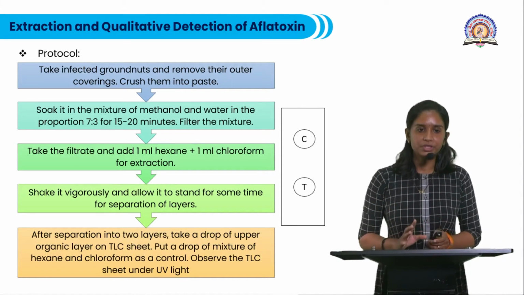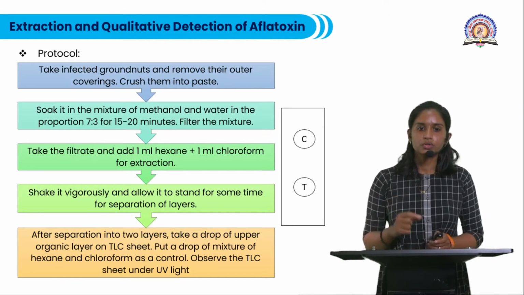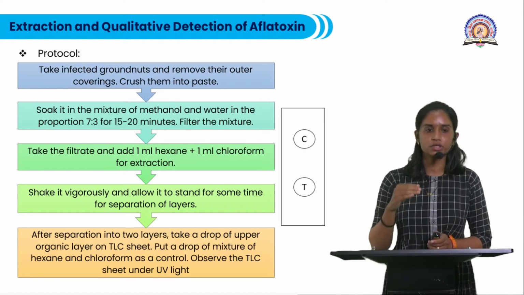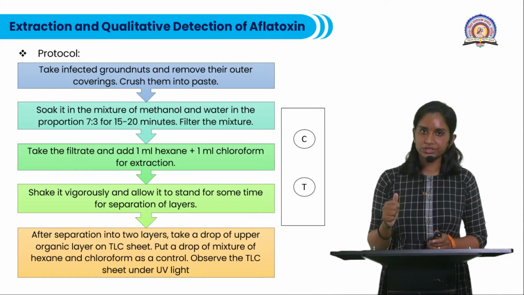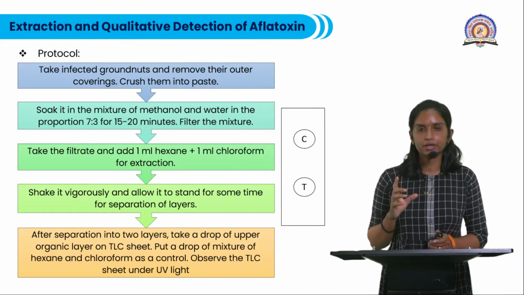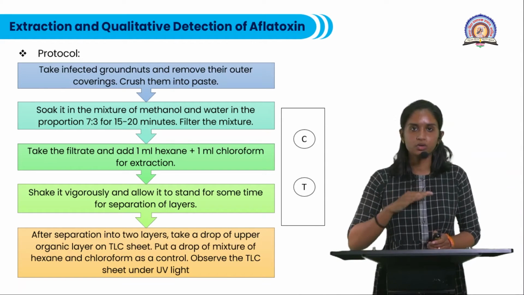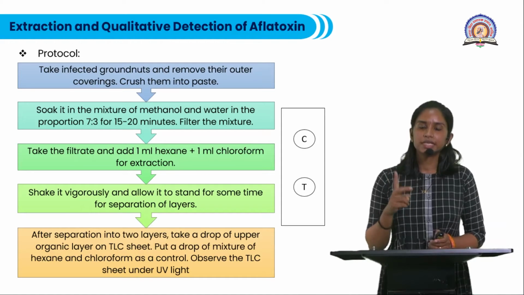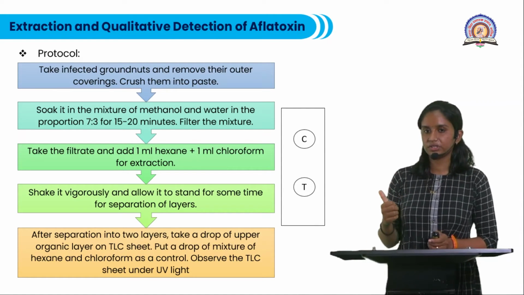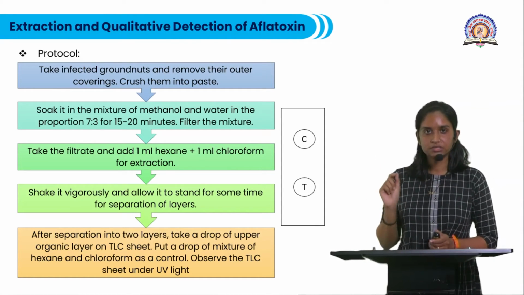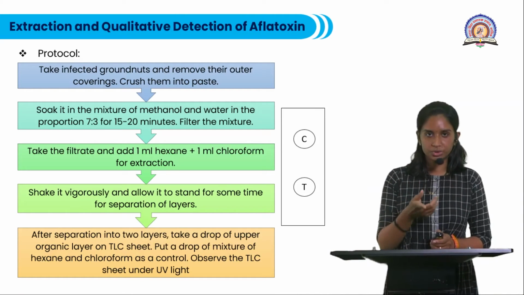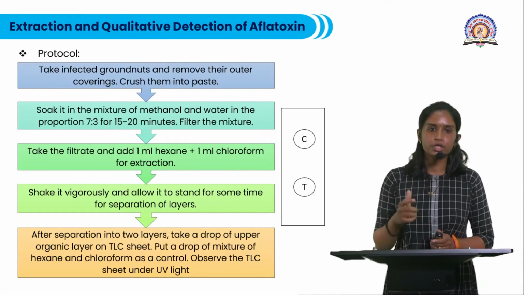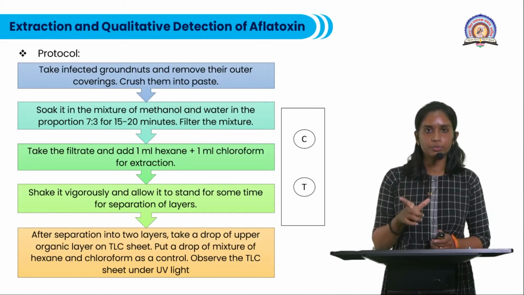Now after separation into two layers, you are going to take a drop of the upper organic layer, that is of chloroform, on the TLC sheet. The TLC sheet, which has silica coated on it, will act as an adsorbent here. Then, as given in the picture, at T, that is test, you are going to put a drop of your extracted aflatoxin mixture, and as a control you are going to put a drop of the hexane and chloroform mixture alone.